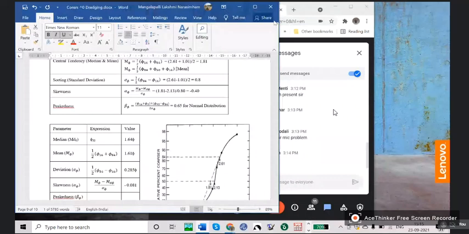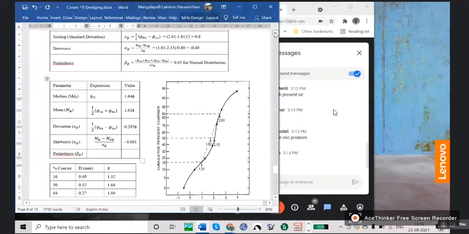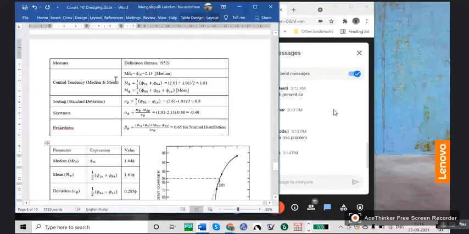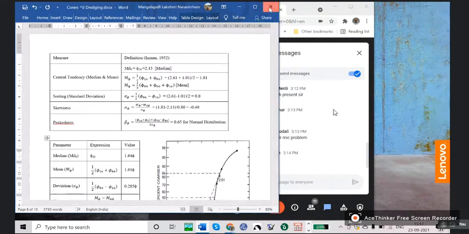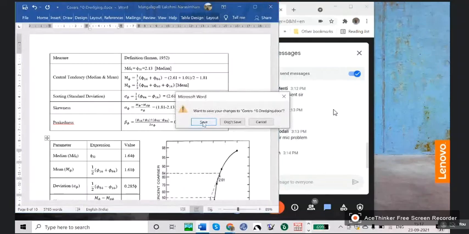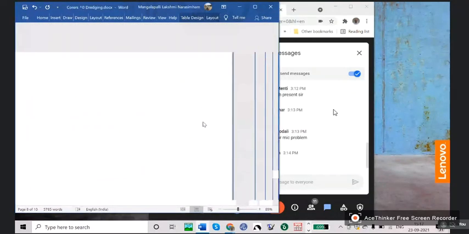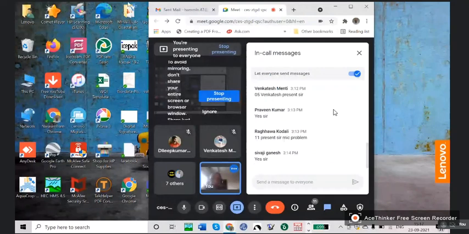Then you take this sample, and for this sample, you calculate these parameters: central tendency, sorting, both standard deviation, skewness, and peakedness ratio. Okay, so this is your exercise. This is what I have just now sent about 10 minutes back.